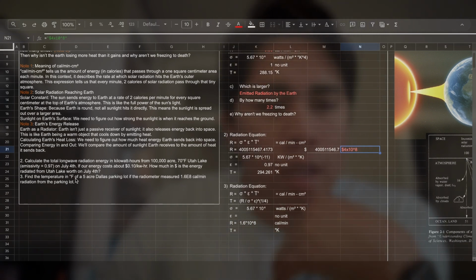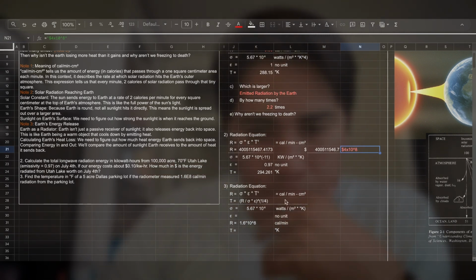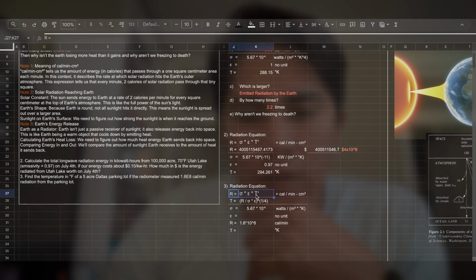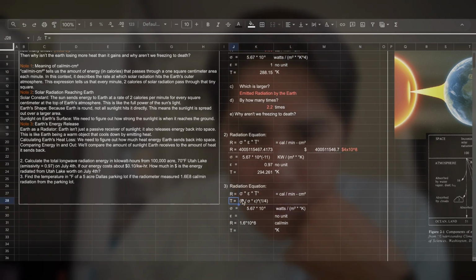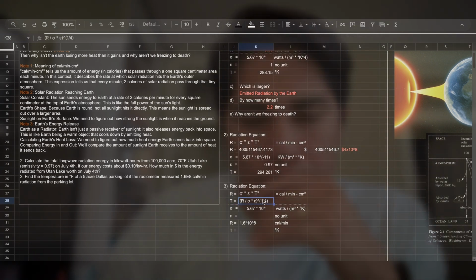It says find the temperature in degrees Fahrenheit of a 5-acre Dallas parking lot if the radiometer measures 1.6 times 10 to the 8th calories per minute radiation from the parking lot. Okay, same idea, except that now we need to use the same equation to solve for the temperature. So solving for the temperature, it will be the radiation over sigma times epsilon, elevated to the 1/4, or the fourth root of this value, right?